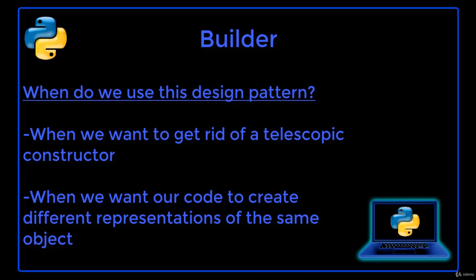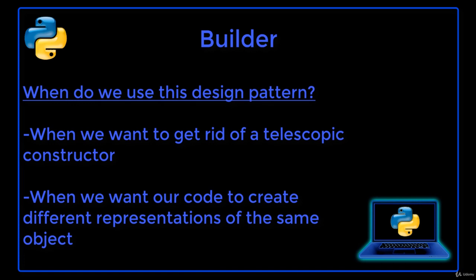When do we use the Builder design pattern? We use this pattern when we want to get rid of a telescopic constructor. For example, a constructor with 10 optional parameters. We can also use this pattern when we want our code to be able to create different representations of the same object.